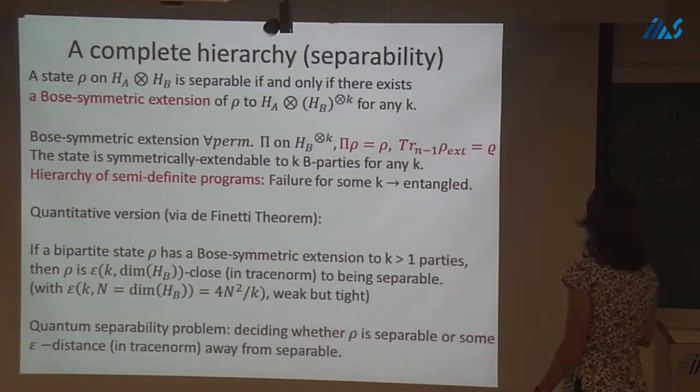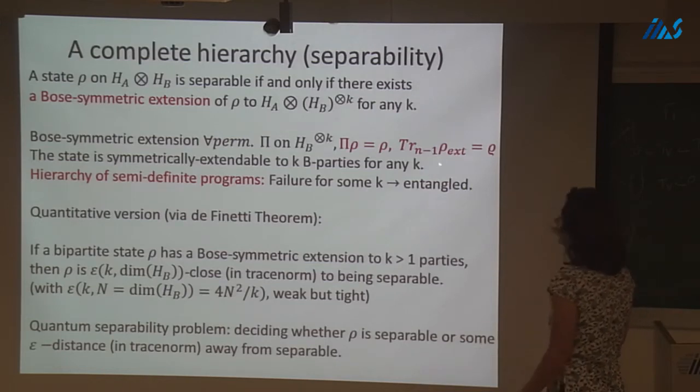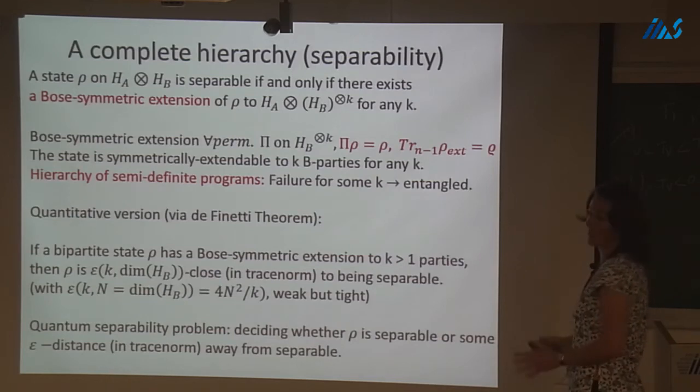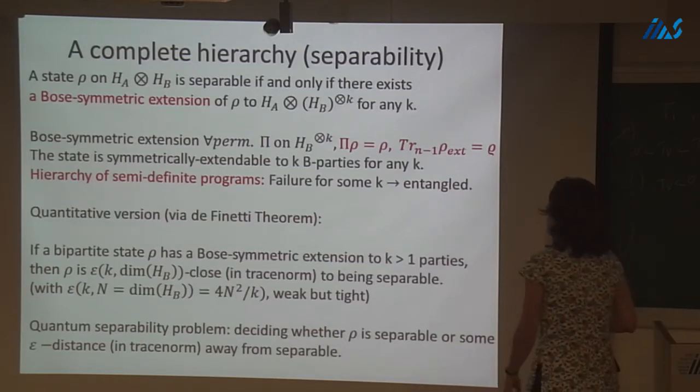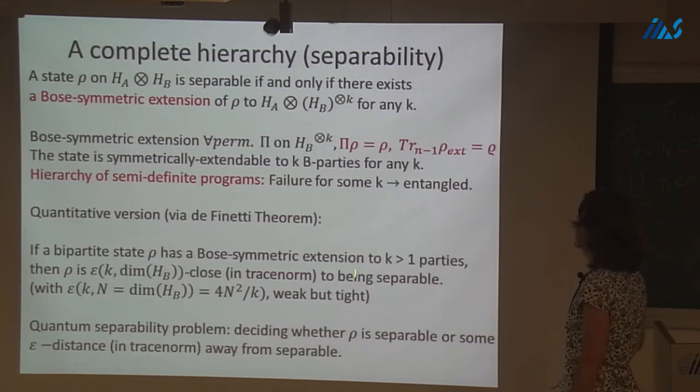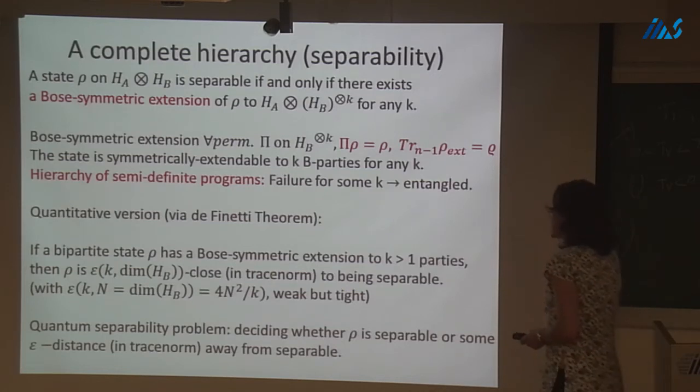If it doesn't exist, you know that the state cannot be separable. If it does exist, then you actually don't know. The state can be separable, but it can also still be entangled. So if the semi-definite program fails for some k, the state must be entangled. And then there's a quantitative version, proved by the de Finetti theorem, that if the state has a symmetric extension to a certain number of parties, then it is close to being separable. This is very weak. So now we do the same thing.